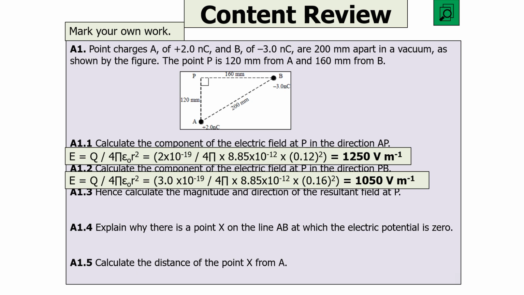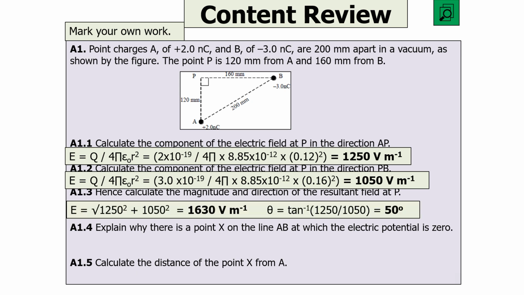So firstly, how can you work out the magnitude? Well, we've got to use Pythagoras because it is a right angle triangle. Always look for your right angle triangles when you're working out vector sums. So it's the square root of 1250 squared plus 1050 squared, so it's about 1630 volts per meter. We can then, if we look at the right angle triangle, find the direction by doing a bit of trigonometry. So we can use SOHCAHTOA, TOA opposite over adjacent, so you can use that to get your angle to be 50 degrees.